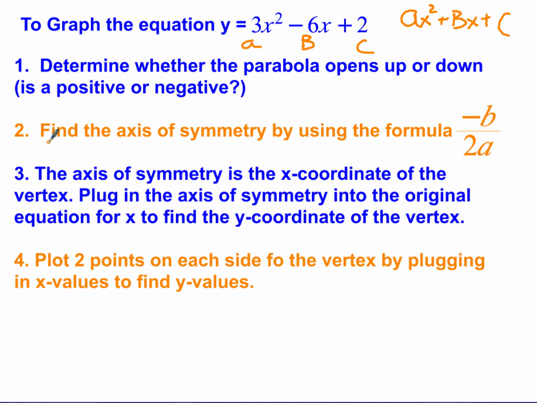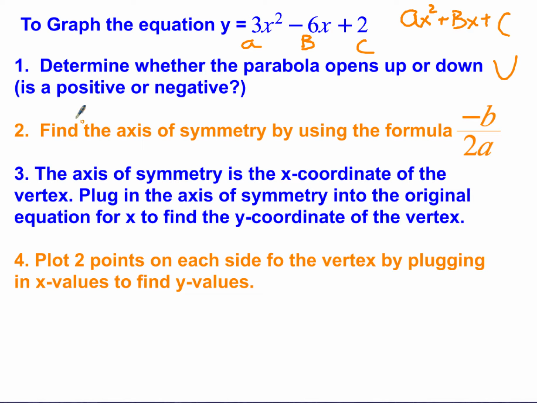Now, first thing we do when we graph these equations, we determine if they open up or down. So is my a positive or negative? This is still going to determine which way the parabola is going. So because 3 is positive, it is going to be going up. It will be a U that's facing up.